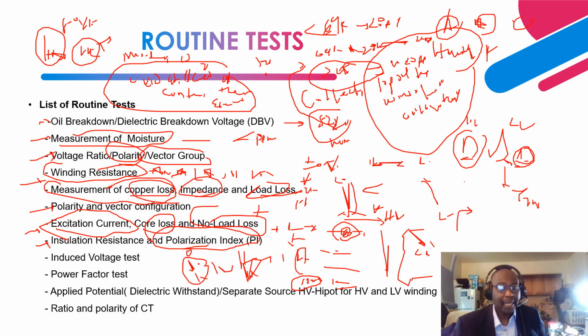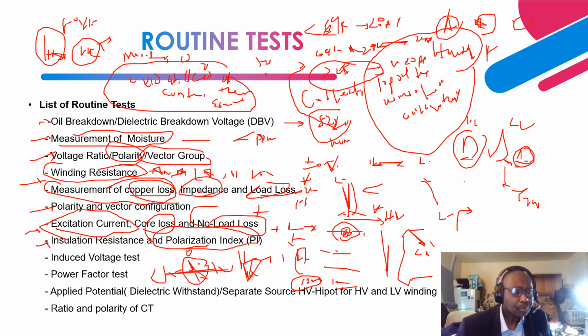Okay, so the criteria for polarization index for a new transformer should be greater than 2. It means your insulation resistance at 10 minutes over your insulation resistance at 1 minute should be greater than 2.0. But for an in-service transformer, one that has been in operation for more than 5, 10, 20, or 40 years, 1.5 and above is acceptable. Below 1.5 calls for concern and further investigation.